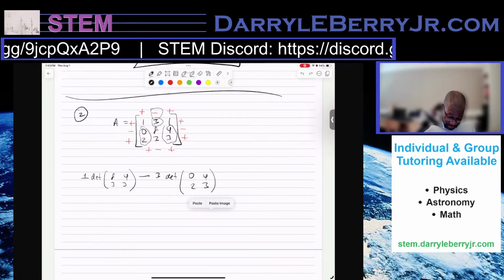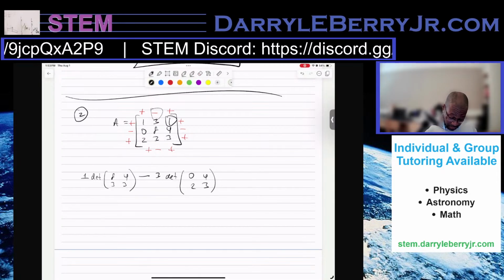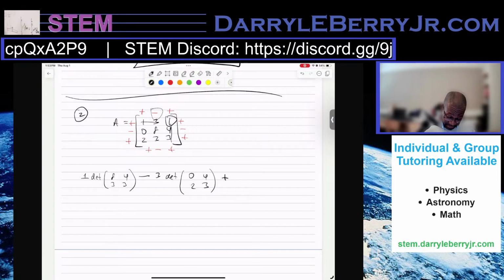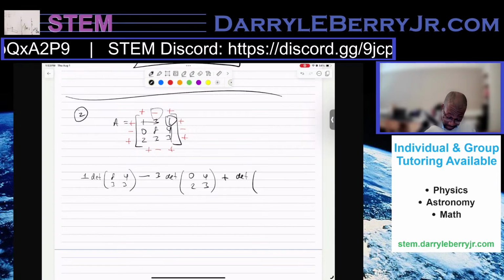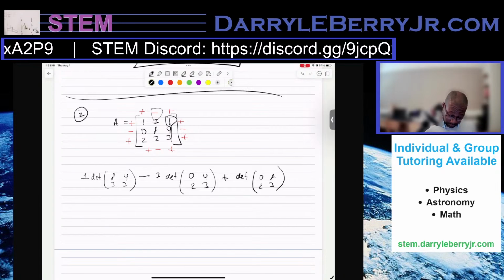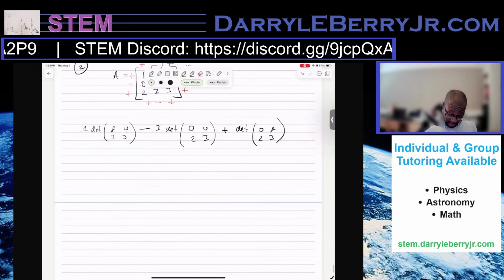I want to erase everything. And then we have one more, which is going to be the 1, which means everything else is scratched out. So it's going to be plus 1, that, and 0, 8, 2, 3. All right, so now all I have to do is get the determinants of those.